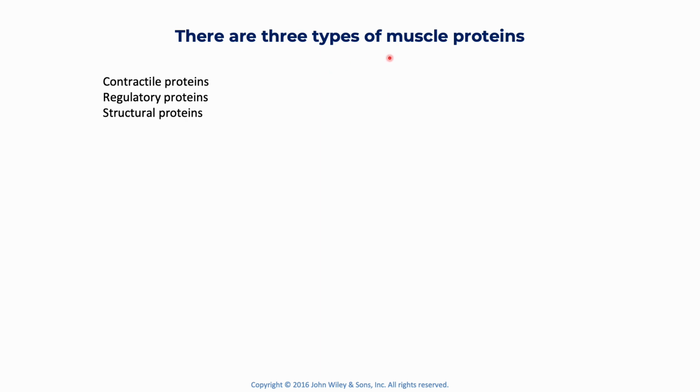So there are three types of muscle proteins. First are the contractile proteins, and they generate force during muscle contraction. The next are the regulatory proteins, and these proteins help switch the muscle contraction process on and off. Then there are the structural proteins, and these are the proteins that keep the thick and the thin filaments of the myofibrils in proper alignment, which gives the myofibrils elasticity as well as extensibility. It also links the myofibrils to the sarcolemma and the extracellular matrix.